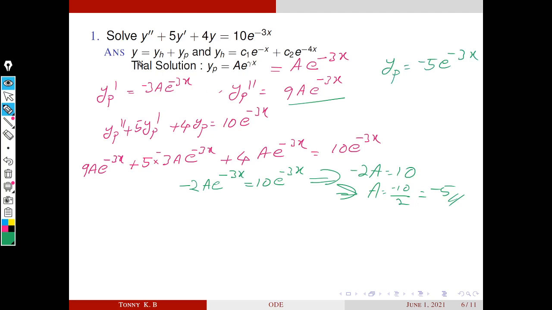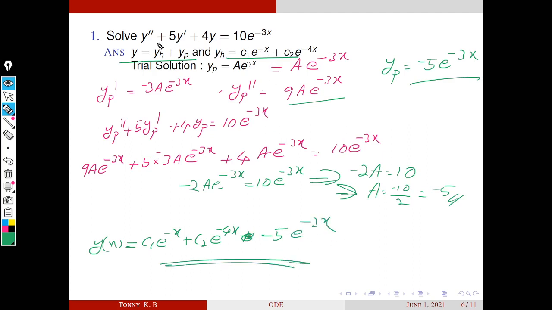Now we are ready to write the general solution. What is our general solution? The general solution y of x is equal to yh plus yp. What is yh? yh is called the complementary function. It is the solution of the homogeneous equation. So the general solution of the given ODE is c1 e raised to minus x plus c2 e raised to minus 4x plus yp. What is yp? That is minus 5 e raised to minus 3x. So this is the general solution of this non-homogeneous ordinary differential equation.